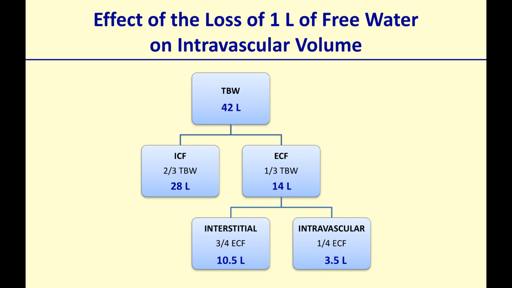If you lose a liter of free water from your total body water, it will go down from 42 to 41, and that liter has to come from all the compartments that make up the total body water, in the same normal proportion. So 2/3 of that liter will come from the intracellular fluid compartment. The intracellular fluid compartment will lose 2/3 of 1 liter, which is 0.66. So 28 minus 0.66 is 27.33.